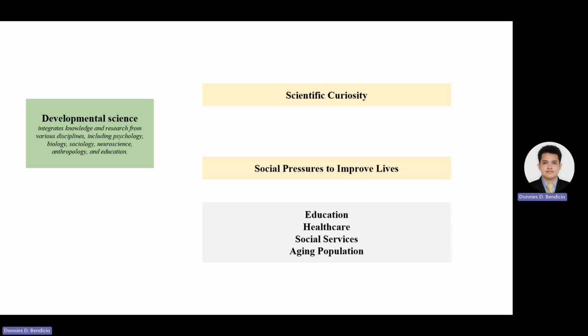All in all, developmental science is an interdisciplinary field that explores human development from various angles and seeks to address both scientific inquiries and societal needs. It aims to enhance our understanding of how individuals change over time and how this knowledge can be applied to improve human lives in diverse contexts.